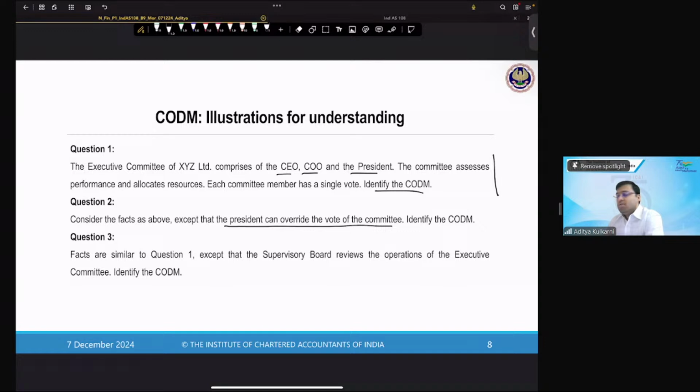So President, President. Anybody else? Nisha? The president, sir. Okay. Ginny, Mamta, Niranjan, Pooja. The president, as it can override the vote of the committee.